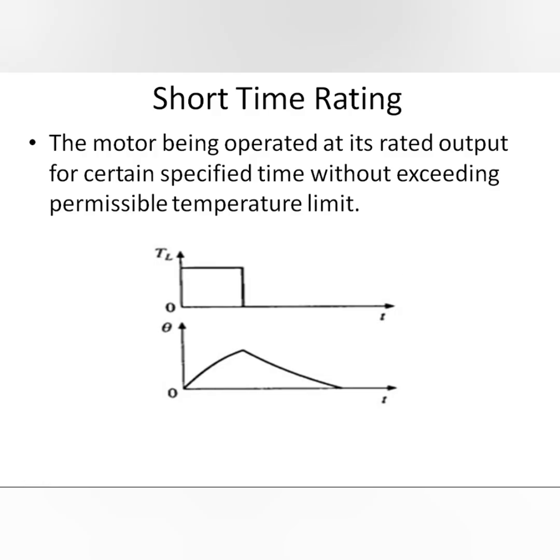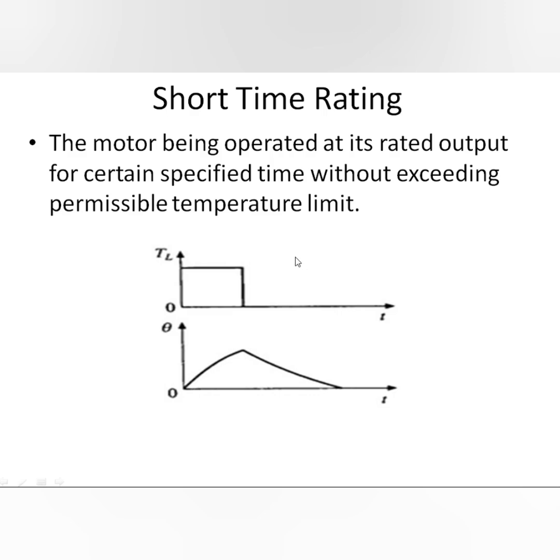Few motors, known as short time motors, are being operated at their rated output for a certain specified period of time without exceeding the permissible temperature. So these motors are running for some period of time, and after that it is turned off, and there is a large amount of time lapse between the second on period. So it gives a sufficient cooling time for the motor to cool down, and the temperature will come back to the ambient temperature. So this is known as the short time rating of the motor.